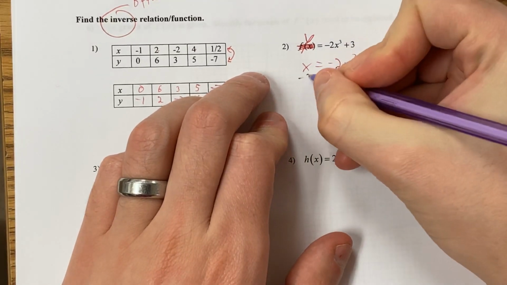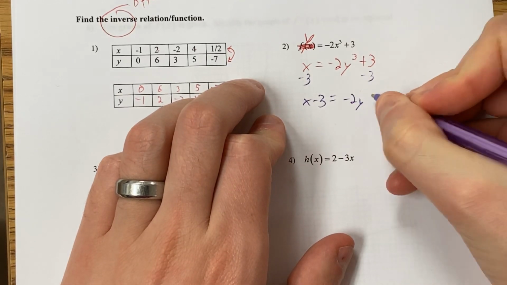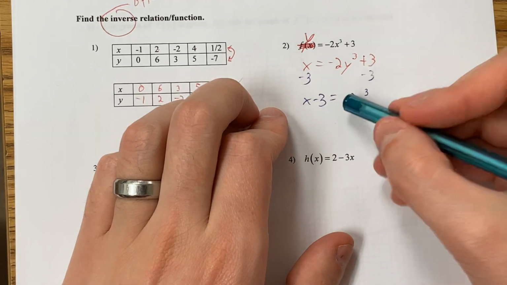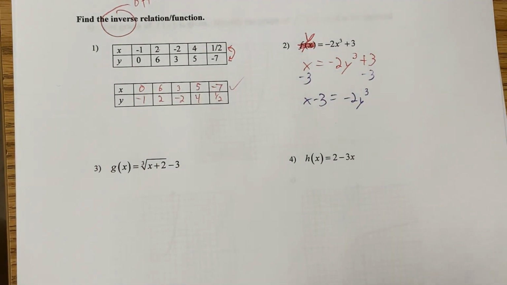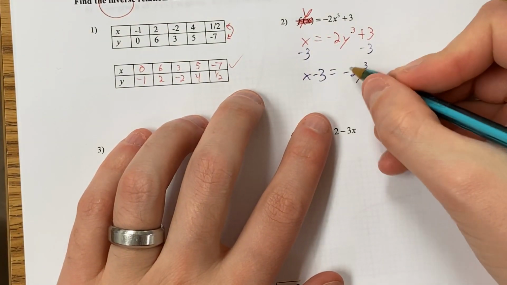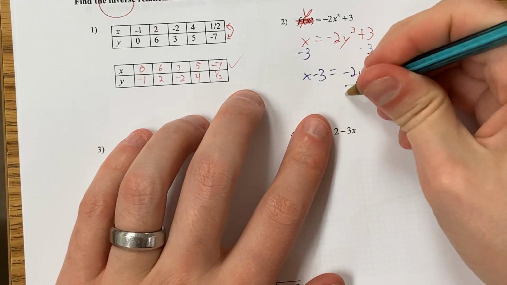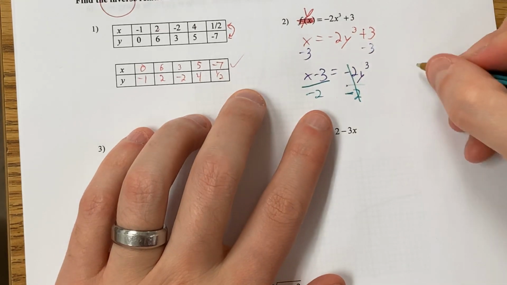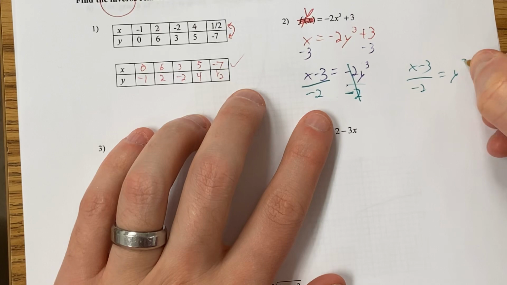You would subtract 3 from both sides to get x minus 3 equals -2y to the third power. Then the next thing, you have to get rid of the -2 and the 3. Which one do you get rid of first? And the answer is the -2. Since it is -2 times y to the third, you would divide by -2. And you get x minus 3 over -2 is equal to y to the third.